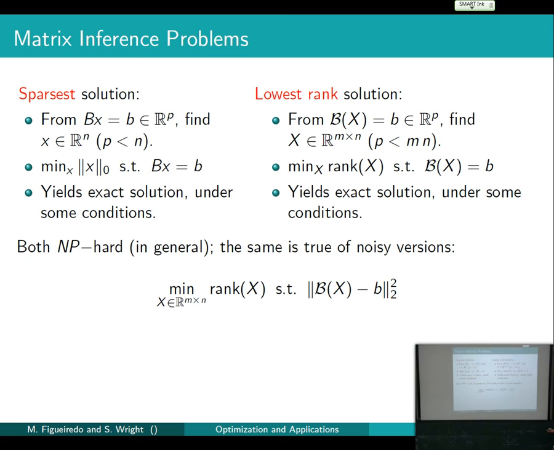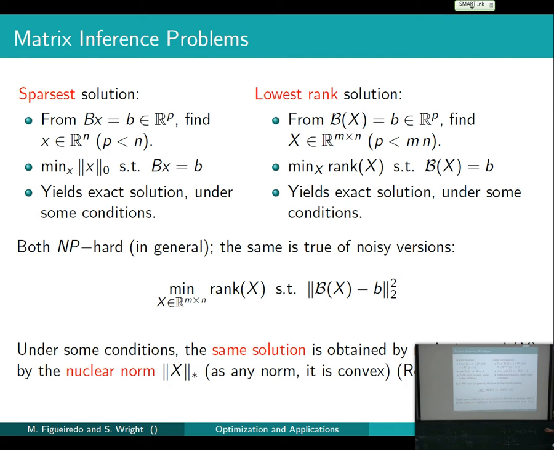And so this is also a hard problem. So we want to look for a more tractable version of this problem. And it turns out that the more tractable version is given to us by the nuclear norm that I defined earlier today. So the nuclear norm of a matrix X is just the sum of the singular values.